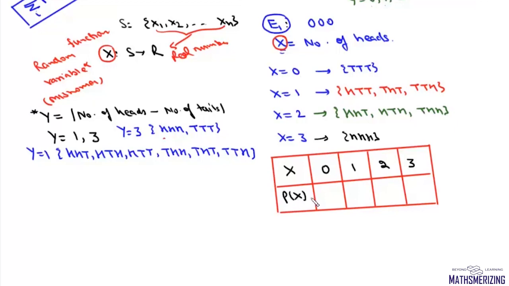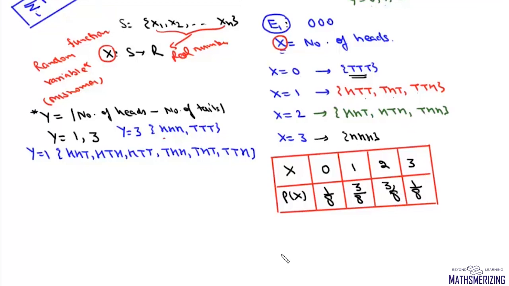Now what is the probability of x equals 0? We'll get x equal to 0 when we have TTT. Now what is the probability of getting TTT? In this case, favorable outcome is 1 and total outcomes is 8. So this probability is 1 by 8. Now what about x equal to 1? For x equal to 1, we have 3 favorable outcomes, so it will be 3 by 8. For 2 also, it will be 3 by 8. And for 3 heads, it will again be 1 by 8.